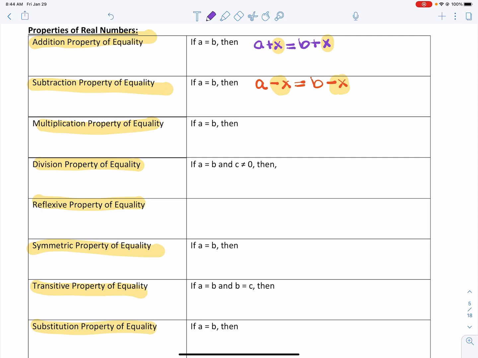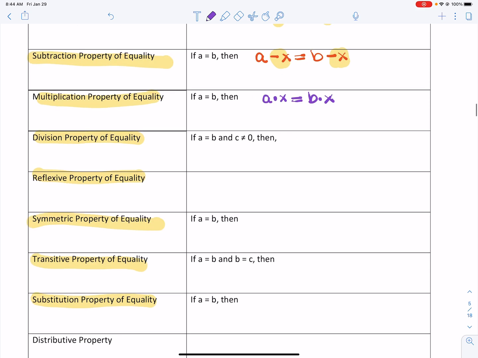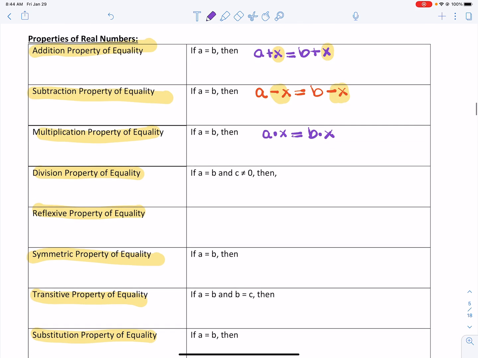The multiplication property of equality is if I multiply both sides, as long as I do it to both sides, then it's equal. The division property of equality, and they are using C, sorry, so I'm going to say X, because I've been using X this whole time, I apologize. So as long as X doesn't equal 0, you can divide both sides, okay?